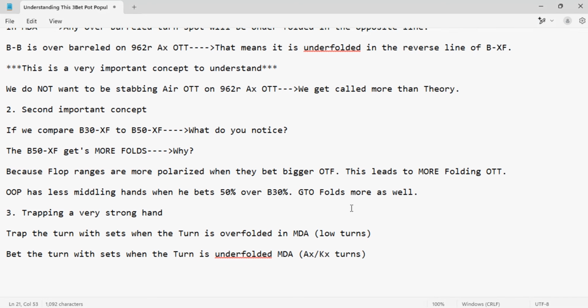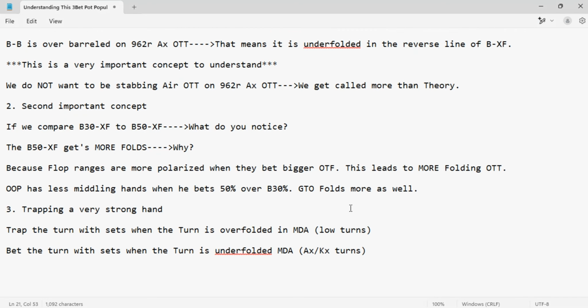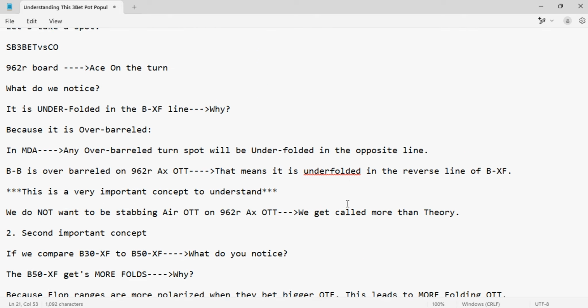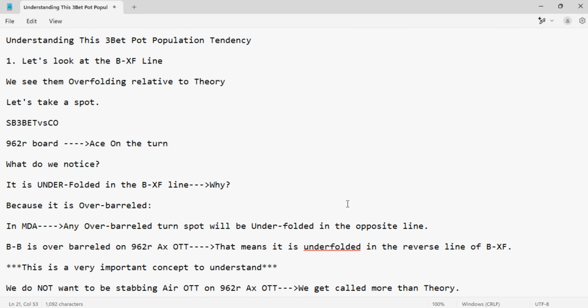So 3 important points. When you're trapping, you want to consider what is the turn card. Is it overfolded or underfolded? If it's overfolded, you check back. If it's underfolded, you stab. We know that the bet 30 compared to the bet 50, the bet 50 check-fold gets more folds. And finally, on the turn card, if it's an over-barreled turn spot, it will be underfolded in the opposite line. This is a very important concept, MDA concept. Any over-barreled turn spot will be underfolded in the opposite line.